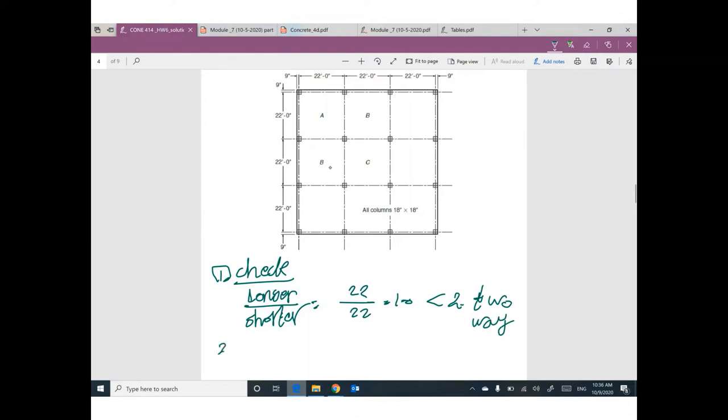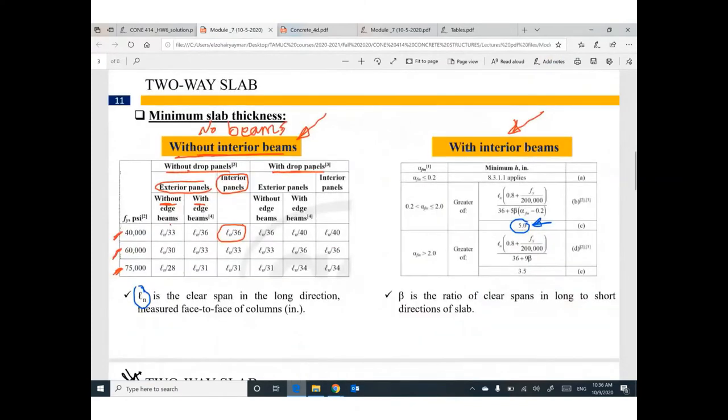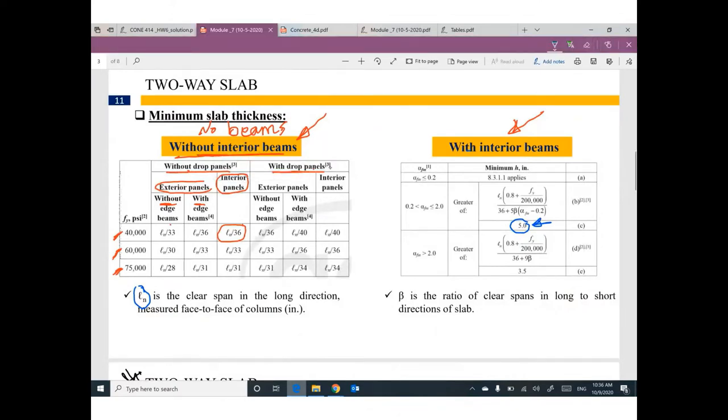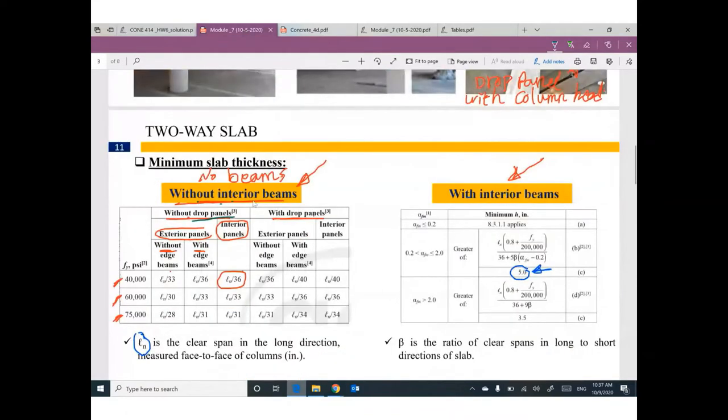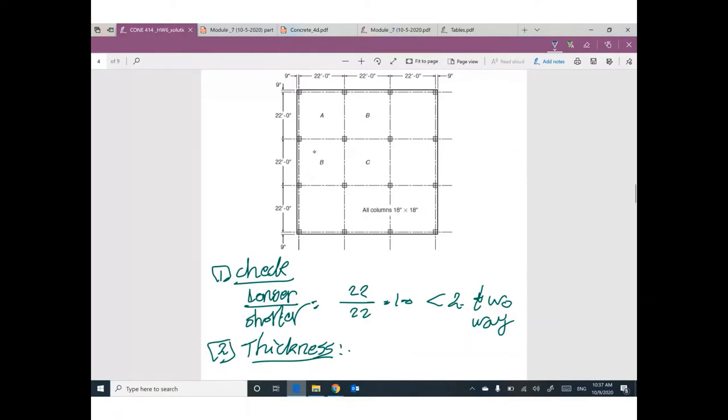Second one, thickness. Thickness of a slab. We have a slab without interior beams. My question is, do you have drop panel? No, we don't have drop panel. Do you remember the drop panel? We don't have it here. So, without drop panel, do you have edge beams? Do you have beams at the edge? No, we don't have beams. We don't have beams at all.